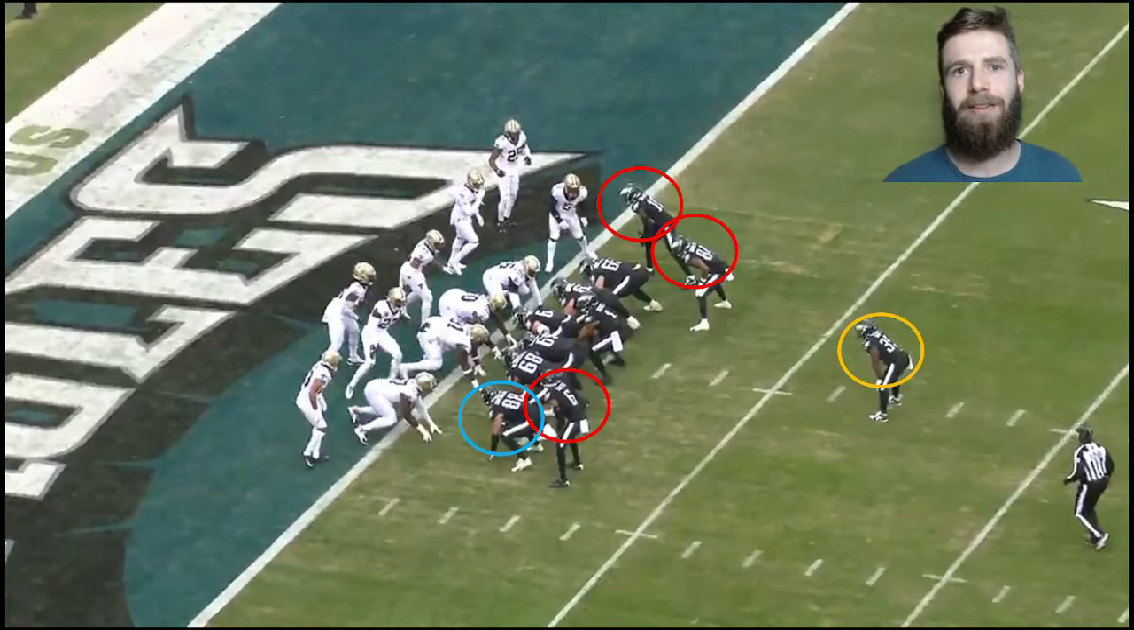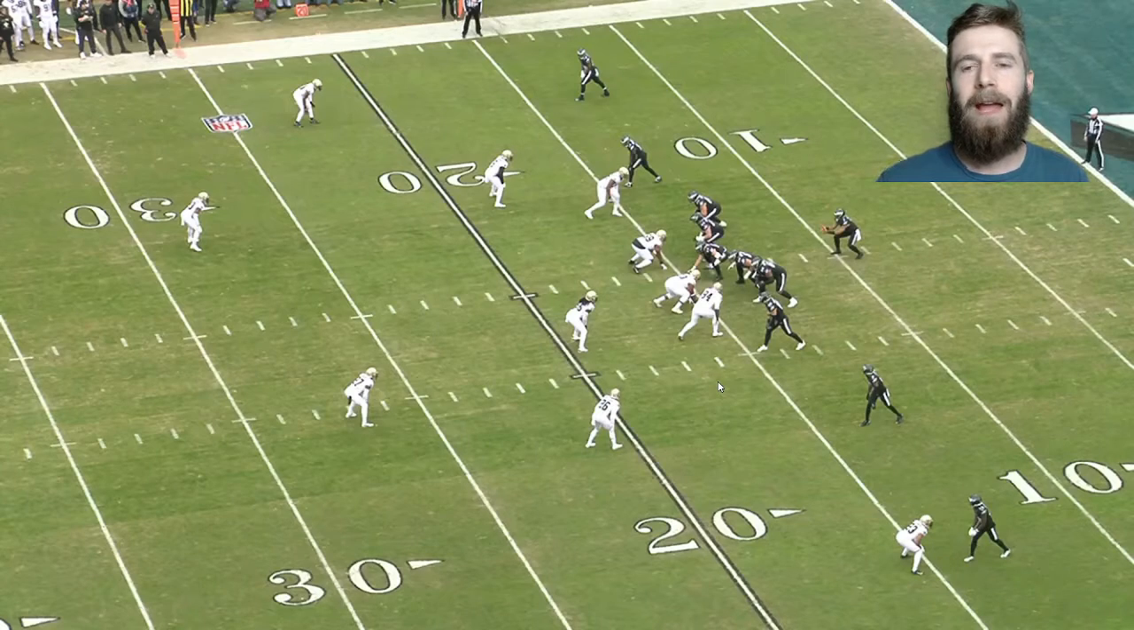So those are the basics. Now we're going to let you try. Look at this next picture and think about what personnel grouping you think this is. And you can pause this video if you want to really look at it.